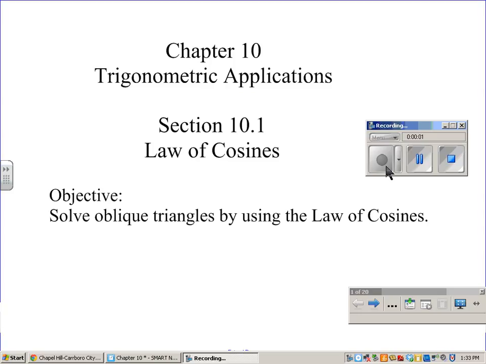Up to this point in pre-calculus, we've been using trig functions or trig ratios to solve right triangles. But in Chapter 10, we're going to learn about the law of cosines and the law of sines. So in Section 10.1, we're learning about the law of cosines, and we're going to learn to solve oblique triangles, that is, triangles that are not right triangles, by using the law of cosines.